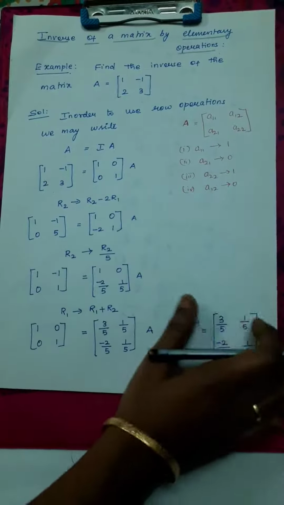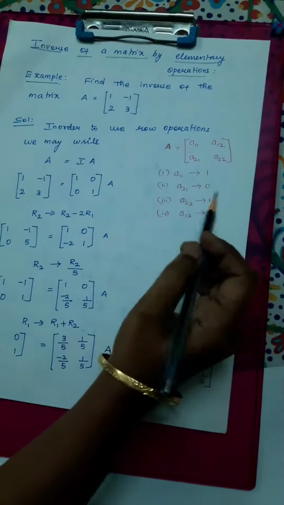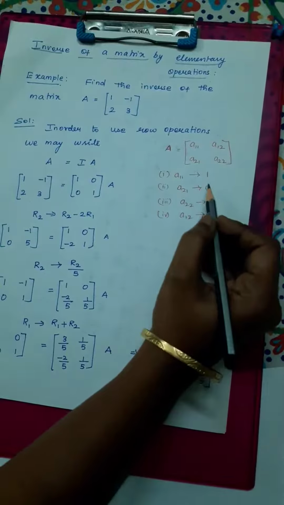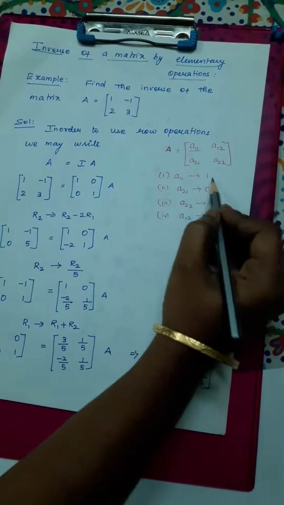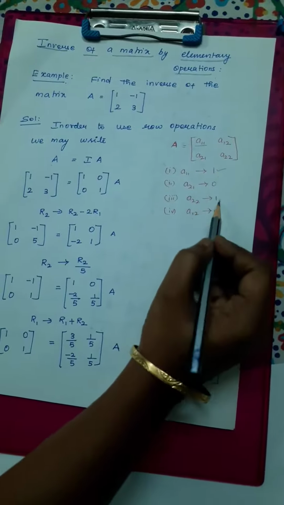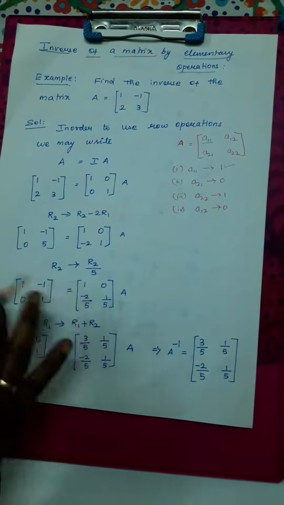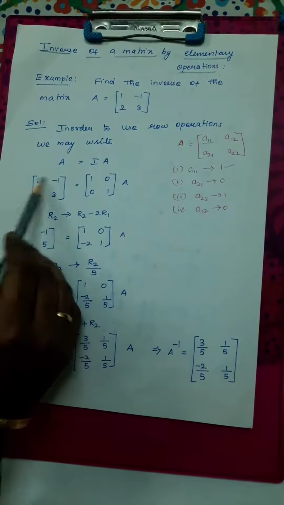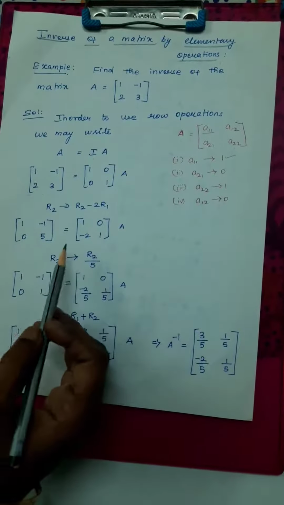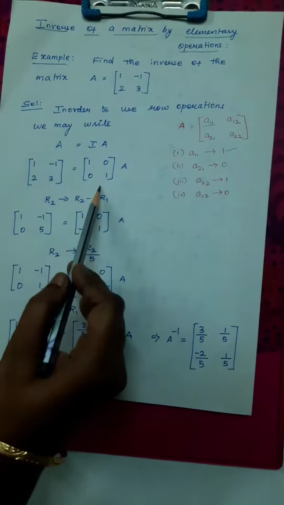So before going to the topic, we will discuss what the steps are here. This is the given 2 cross 2 matrix. First step is we need to convert A11 as 1, then A21 as 0, then A22 as 1, then A12 as 0 by using elementary transformation. Now we are going to convert this matrix into an identity by applying some row operations. Simultaneously, we need to apply them on both sides, in the LHS as well as in the RHS.